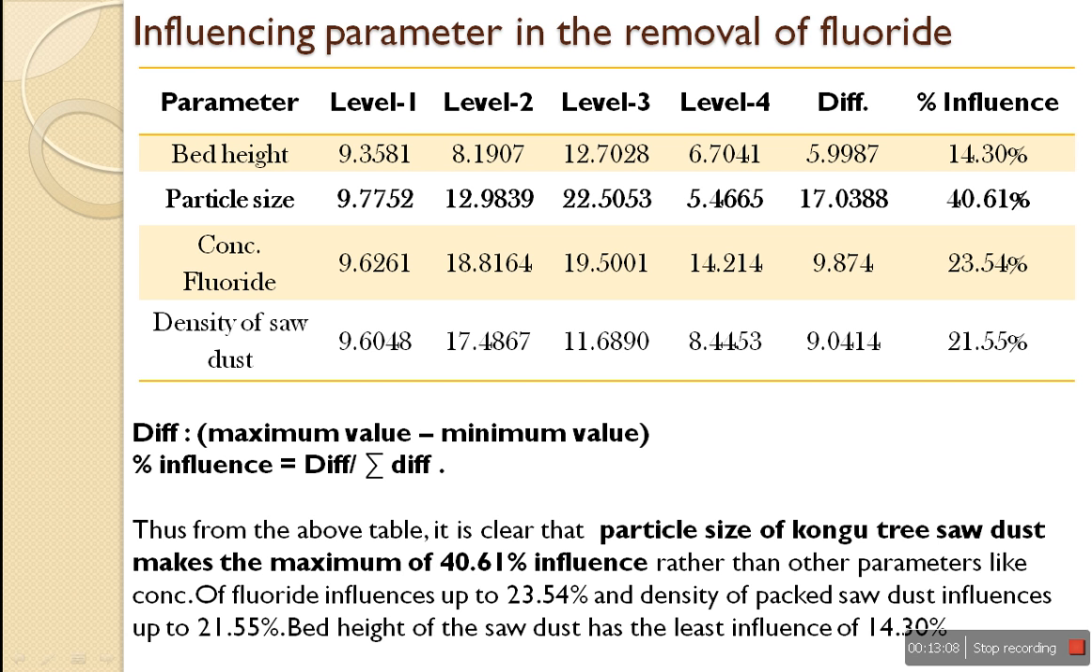The influencing parameters in the removal of fluoride. Removal of fluoride has been influenced mostly by particle size, at 40.61%, rather than other parameters: concentration of fluoride influences up to 23.54%, and density of the packed sawdust influences up to 21.55%, whereas the bed height of the sawdust has the least influence, at 14.30%.